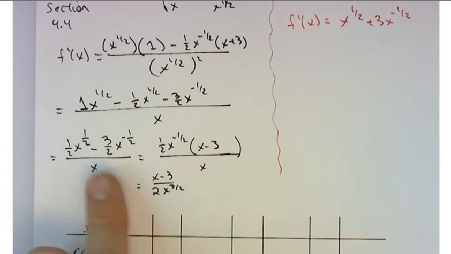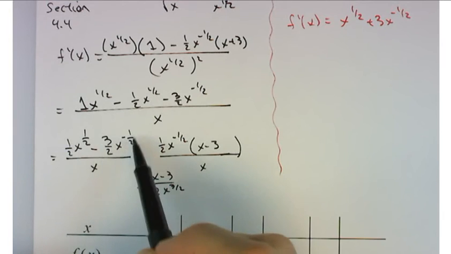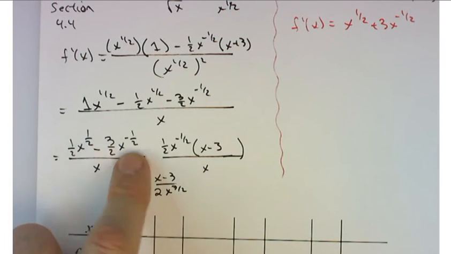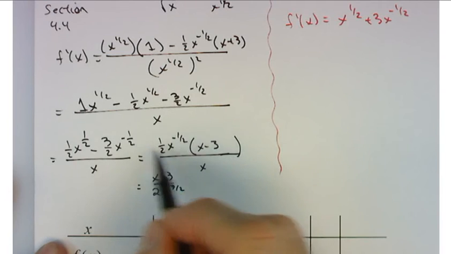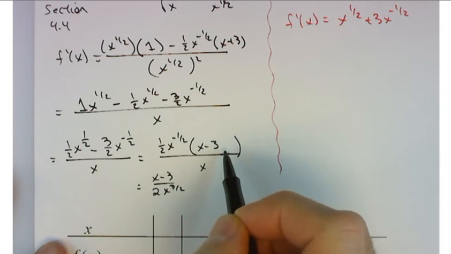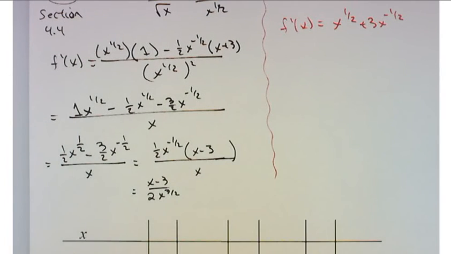Now this is an important trick here. The smaller of these exponents, so you've got two fractional exponents, the smaller one's going to get factored out. So when I factor that out, that gives me 1/2 x to the minus 1/2 times x minus 3. And we'll go over this in class. But let's do it a different way here, and maybe I'll spend a little more time on that.